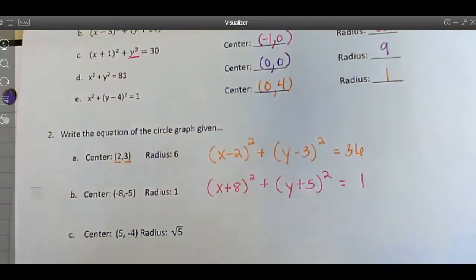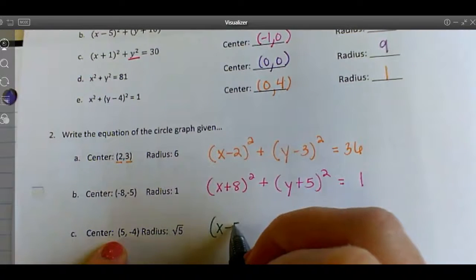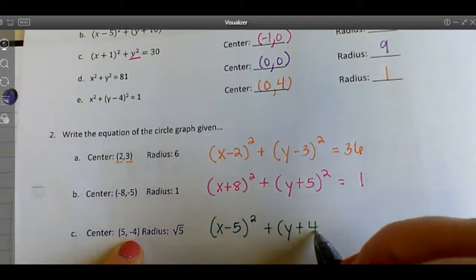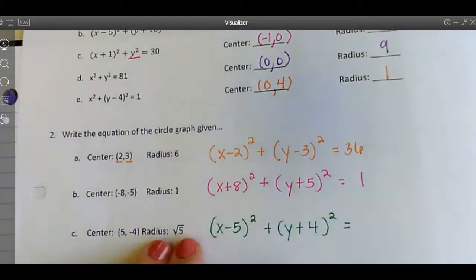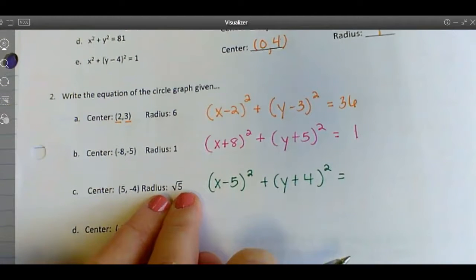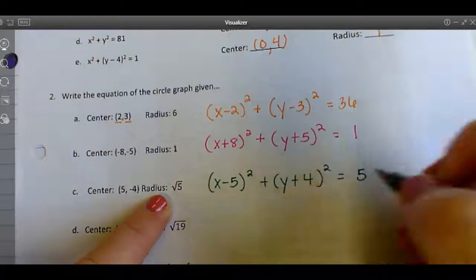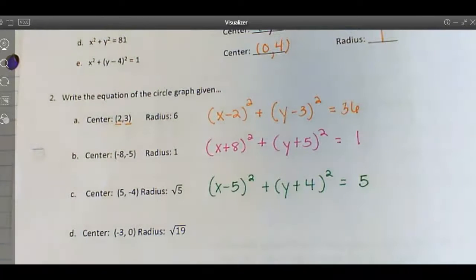Alright, next one. Basically the same thing. X minus 5 squared, y plus 4 squared. What I wanted to show you was the radius. The radius is square root of 5. When you square a square root, the square root pretty much just goes away. So that will give you 5. But if you weren't sure what square root of 5 squared was, you could put it in Desmos and figure that out. Try D.